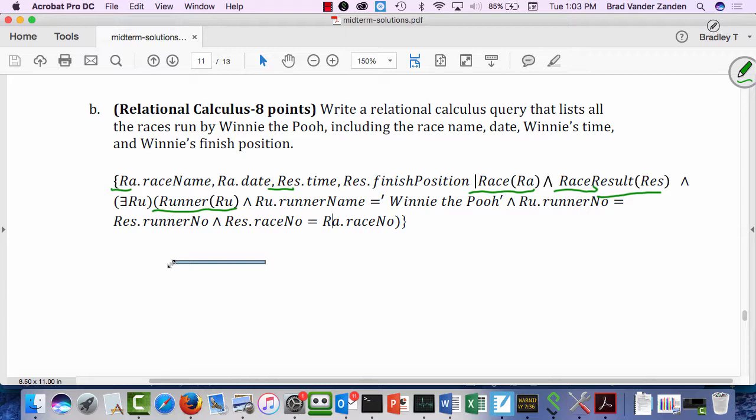So we range over the race and race result relations and then say there exists a runner such that the runner's name is Winnie the Pooh, and then we have the joins that are required to find the race and result information. So the biggest miss here was simply not realizing which variables were free variables and which variables are bound. So again, the rule is any variable appearing in the result list must be free. Any variable not appearing in the result list is going to be bound by an existential quantifier.